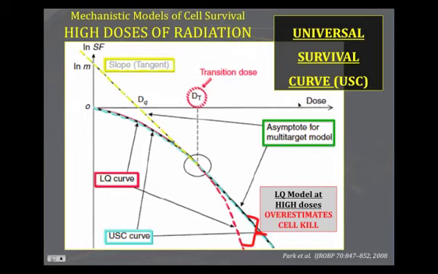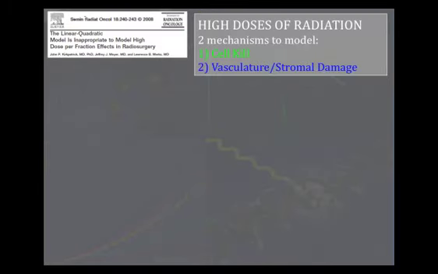This is only in regards to the cell survival mechanism. At low doses, that's the only mechanism that's occurring. But when we go to high doses of radiation, cell kill is one of the events, but there is also vasculature and stromal damage. And vasculature damage doesn't happen at low doses. That's why we fractionate, to protect the vasculature. But in the setting of high doses, there is this effect.